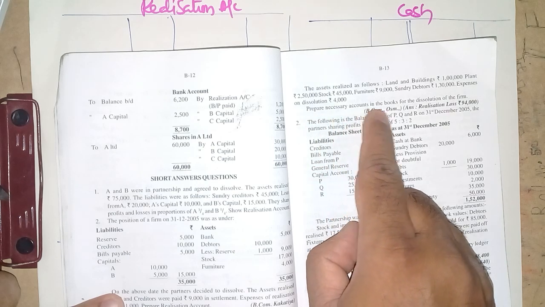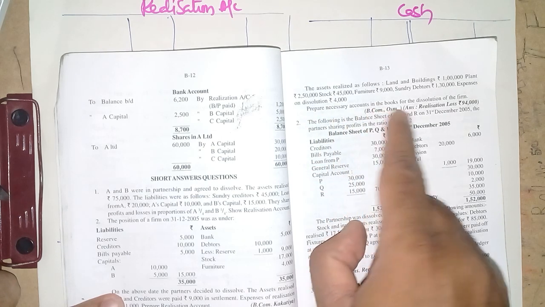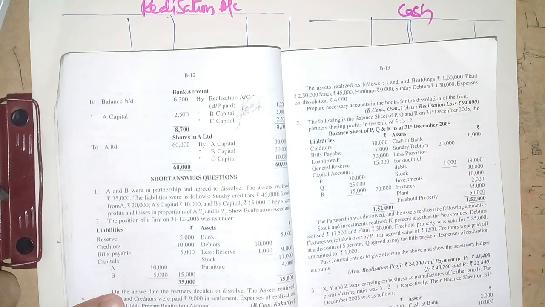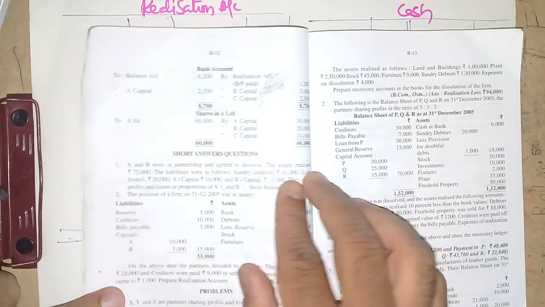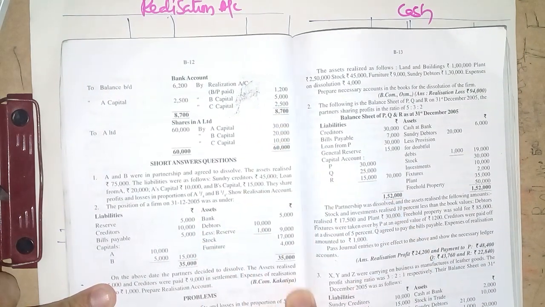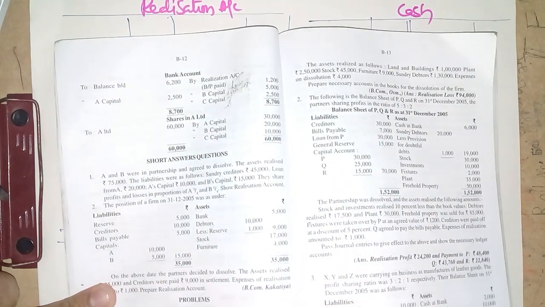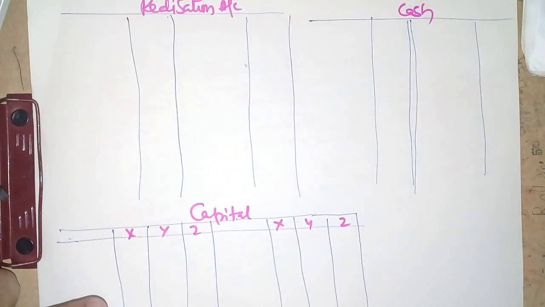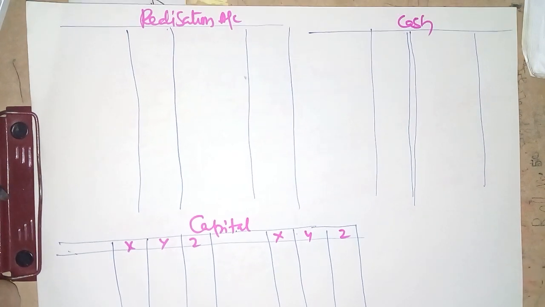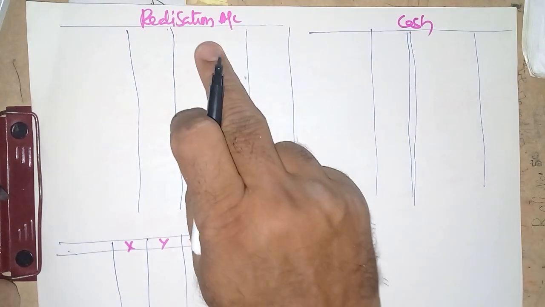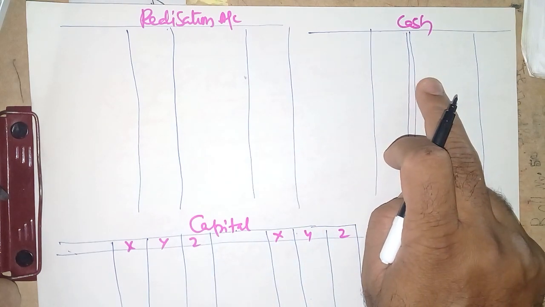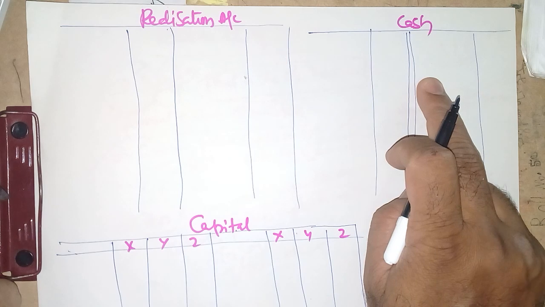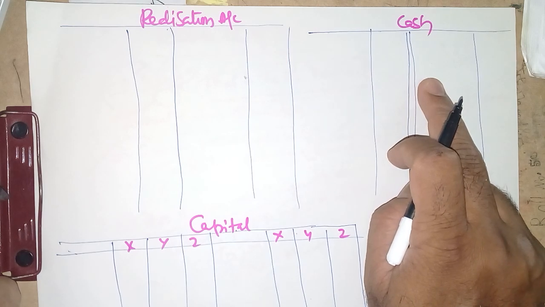Prepare necessary accounts in the books for the dissolution of the firm. So we are asked to prepare the necessary accounts. As you are already aware, in the earlier video we understood the journal entries and basic crux of the dissolution of partnership firm. In this video we will work out the problems. In order to work out the problem, we require to open three accounts. One is realization, another one is capital, and third one is cash account. Right? So simultaneously we will open the accounts and work out the problems.